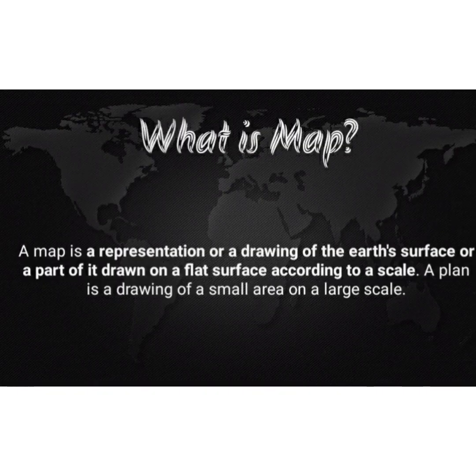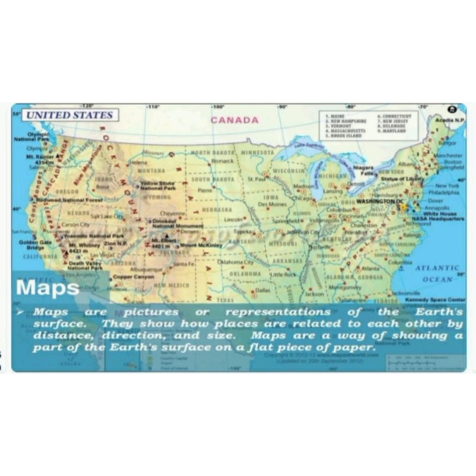So what is a map? A map is a representation or a drawing of Earth's surface, or a part of it, drawn on a flat surface according to a scale. So you can say that basically a map is a virtual representation of an entire area or a part of an area, typically represented on a flat surface with the help of a scale.